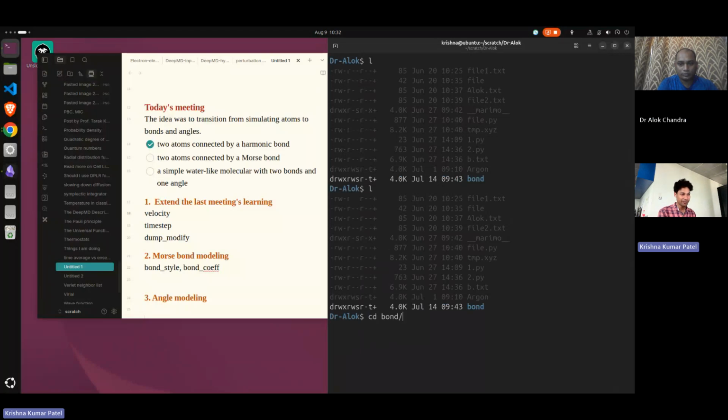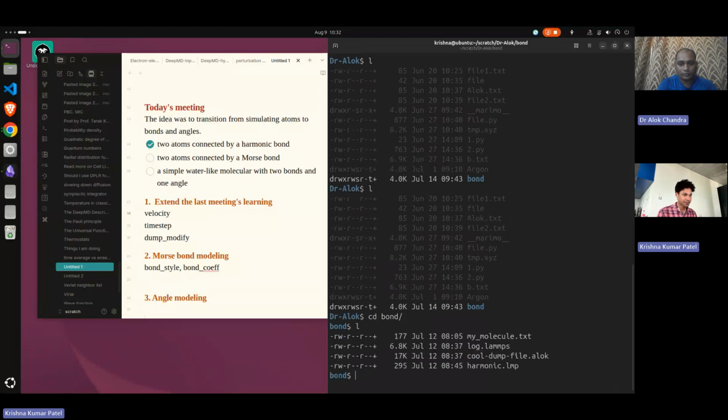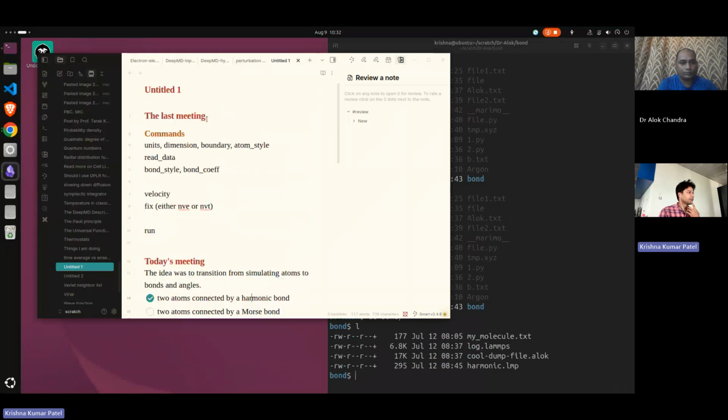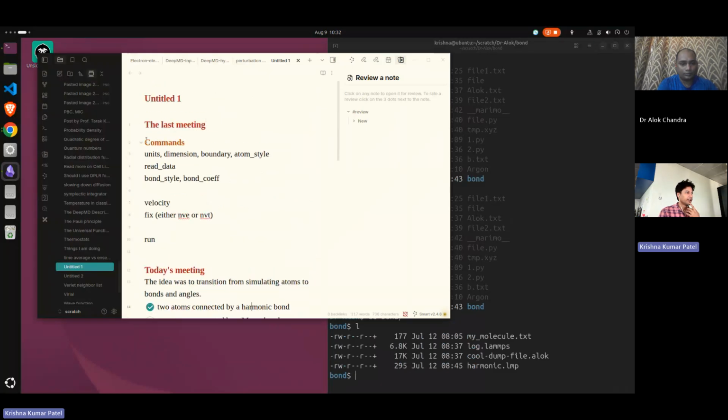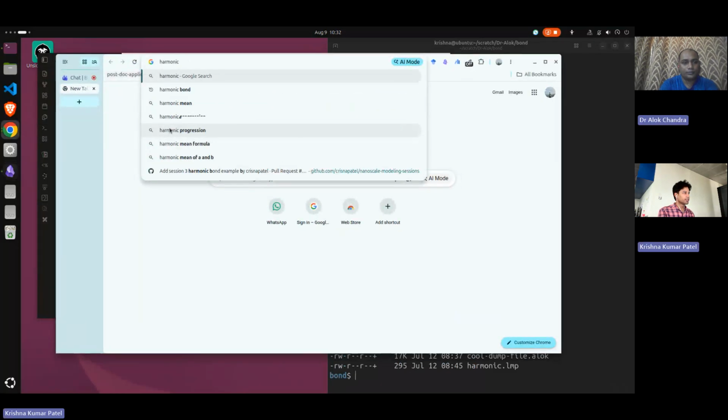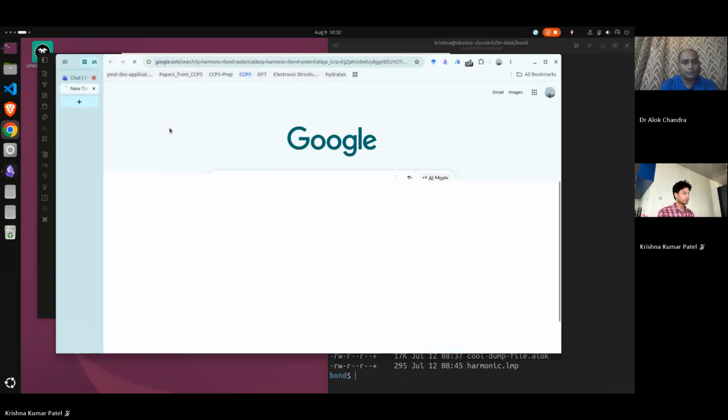Okay, so we were doing bonds, and these are the files that we have. Let's see. So yeah, in the last meeting, we simulated, I think, two atoms placed at a certain distance and a harmonic bond, right? The bond potential looked like this, harmonic bond potential.